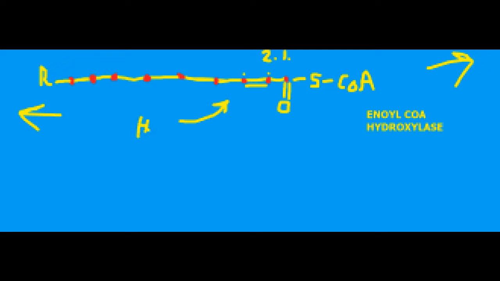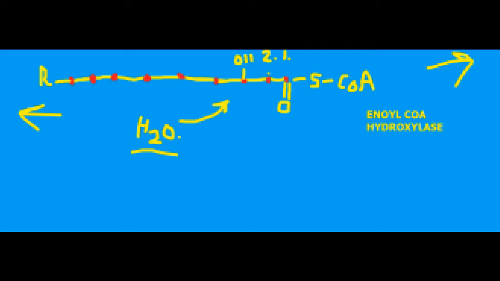And that breaks this double bond, and instead makes this one here, makes the beta carbon revert back to being normal, and it allows the third carbon to then have an OH group or hydroxyl group added to it. Which is good, because it allows for the next step to happen.